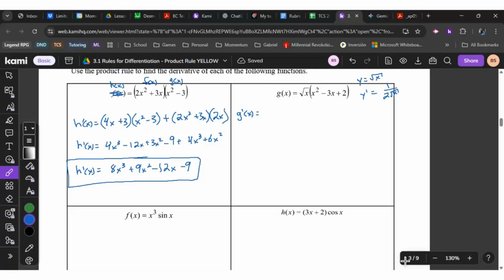So the derivative of that is 1 over 2 square root x times the original second function, so x squared minus 3x plus 2, plus the original first function times the derivative of the second. You guys can probably give me that one. Maho, what's the derivative of this set bracket here? Minus 3. Thank God for Camila.